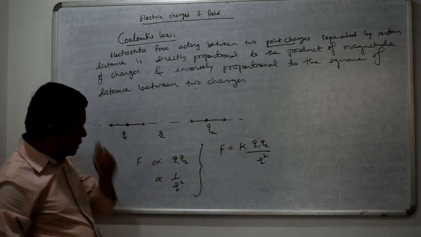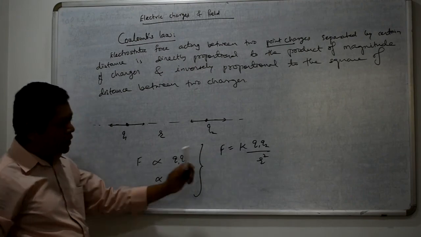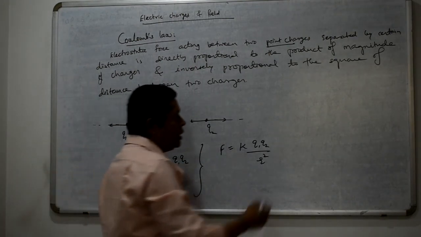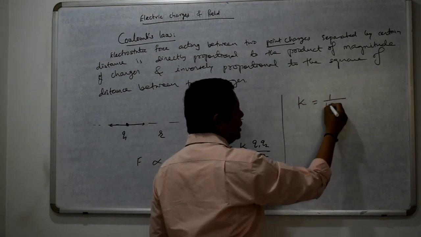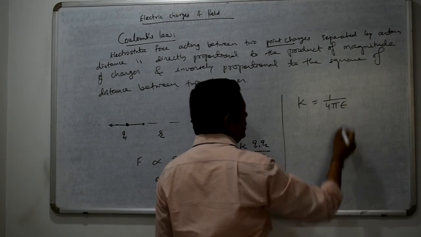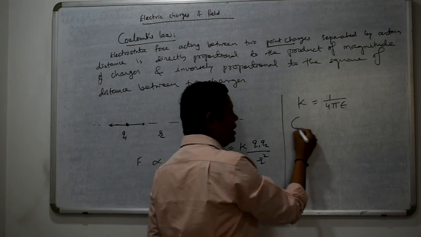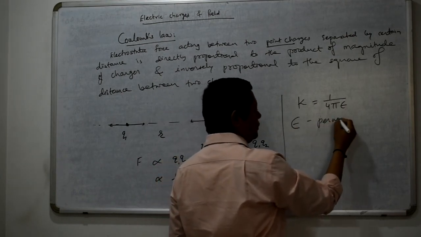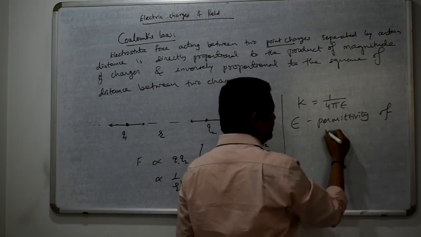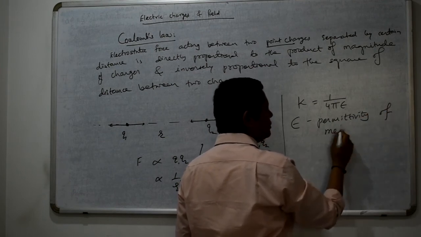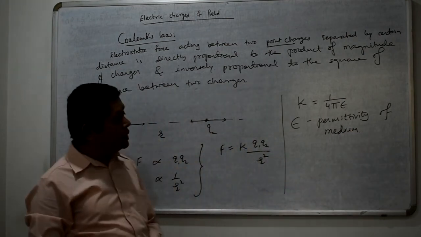Okay. So mathematically you can write F is equal to KQ1Q2 by R square. This is the magnitude of this force. Here K is given by the value 1 upon 4 pi epsilon. This symbol you can read as epsilon, that is called permittivity of medium.